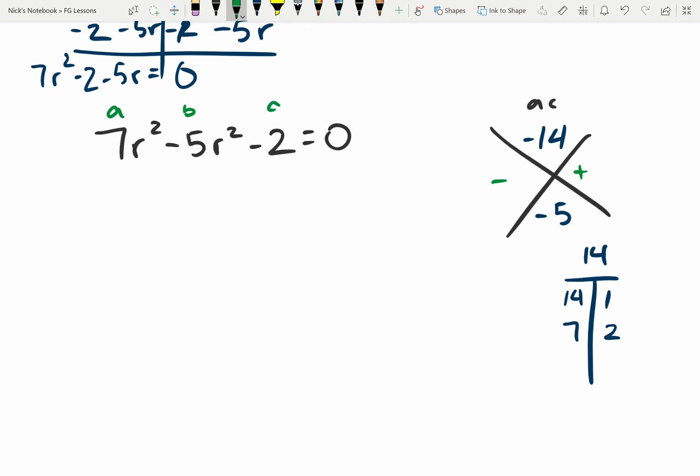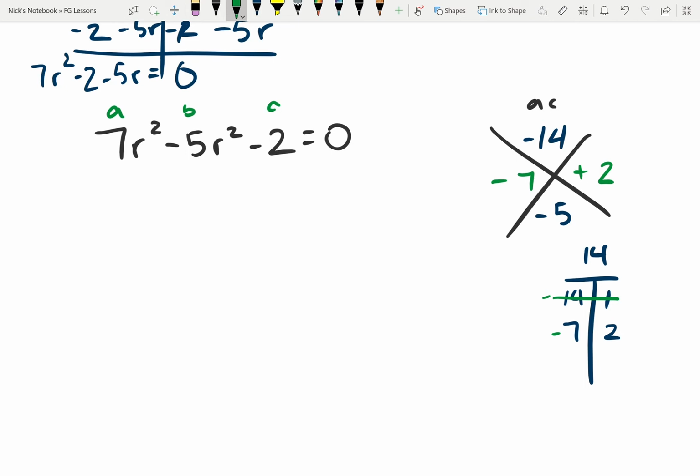All right, well, let's say, okay, how do we decide which one? It's a negative 5. So that means our bigger number has to be negative. So let's take a negative here and a negative here. Negative 14 plus 1 is not negative 5, so that can't work. Negative 7 plus 2, well, we know that's going to work. All right, so those are our two numbers.